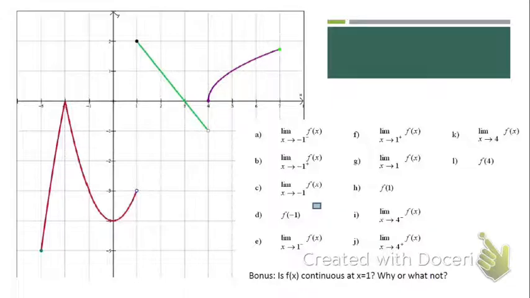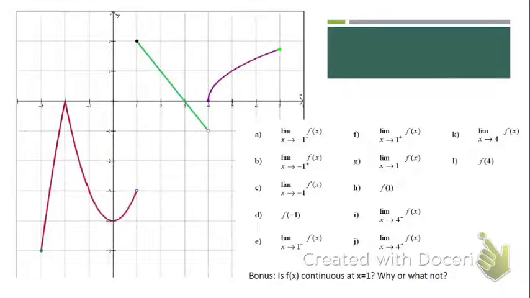Who wants to volunteer what you put for A, B, and C? So this is all -1. So this is -1 from the left, -1 from the right, at -1, and f of -1. So what did you all put for A? Where is -1? -1 is right here.